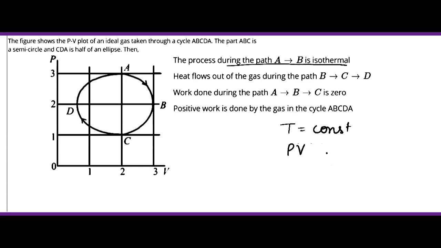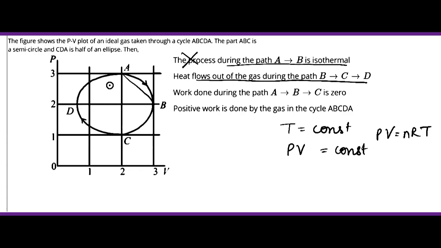So PV should be constant too from the ideal gas equation, that is PV equal to nRT, right? So this should be a straight line instead of being a curve. So this is wrong, right? Second, heat flows out of the gas during path BCDA, this path, right?